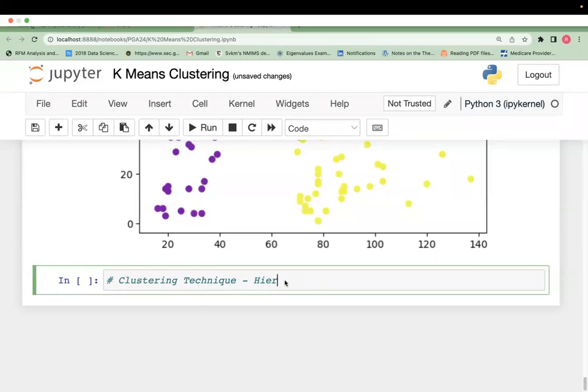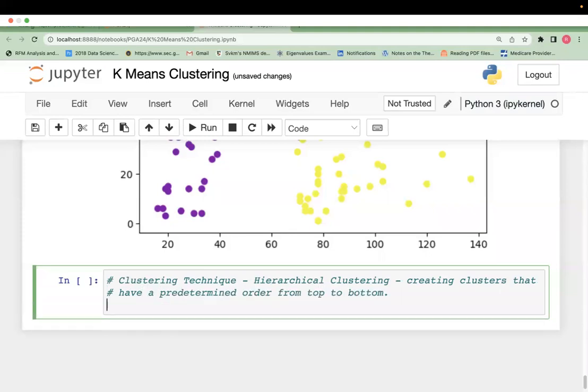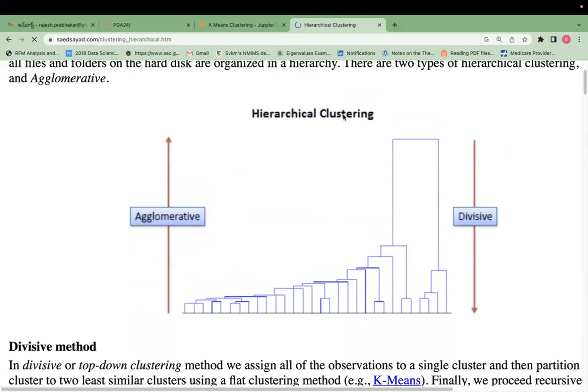So one of the predominantly used clustering methods is hierarchical clustering. It creates clusters that have a predetermined order from top to bottom. In hierarchical clustering, the output will be a dendrogram.